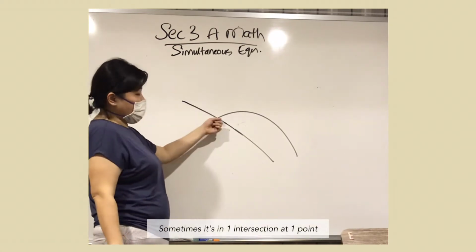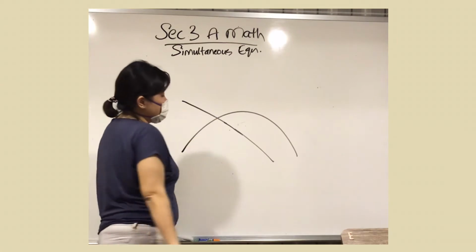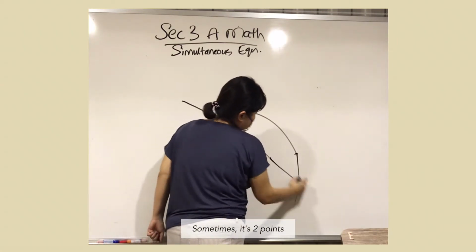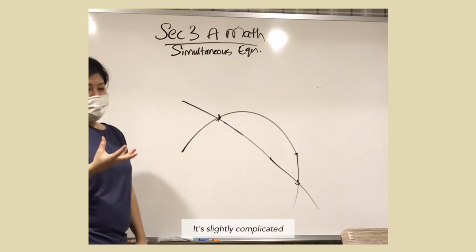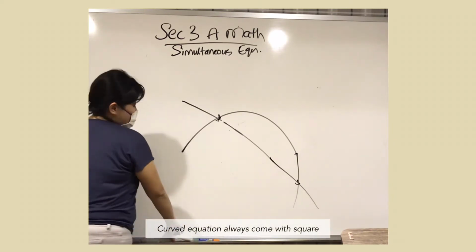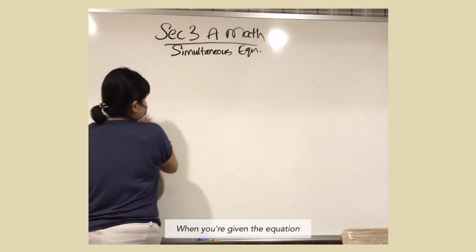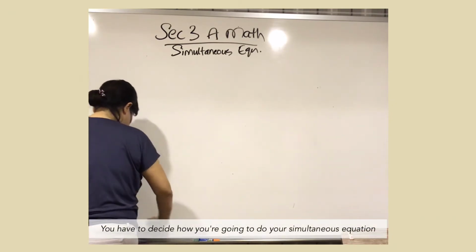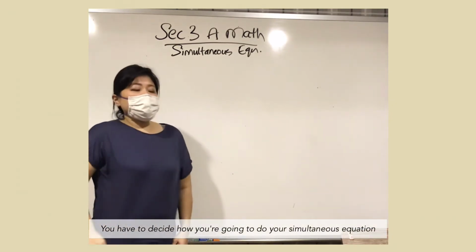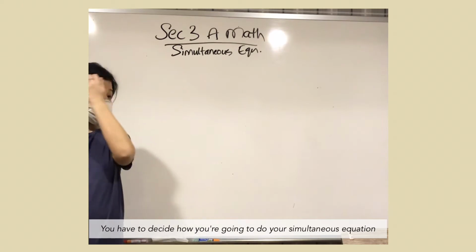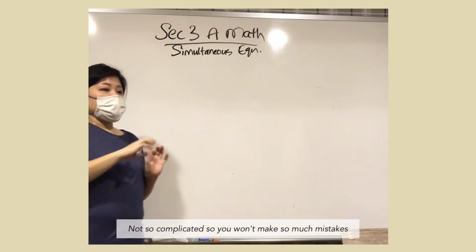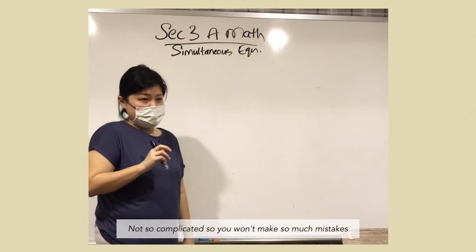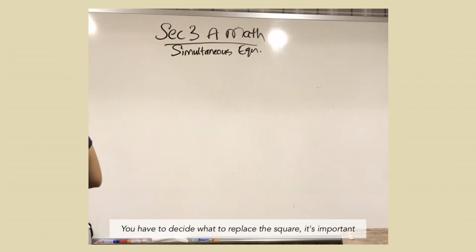Sometimes it's one intersection at one point, sometimes it's this. So it's slightly complicated. It always comes with a square. When you are given the equation, you have to decide how you are going to do your simultaneous equation in a simpler way, not so complicated, so that you won't make so many mistakes. The square you decide is very important.